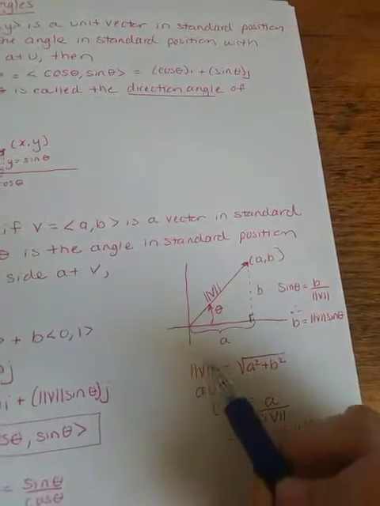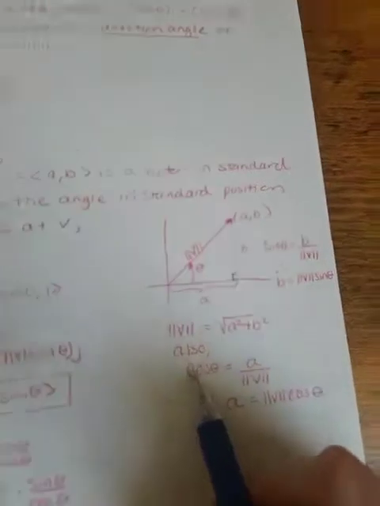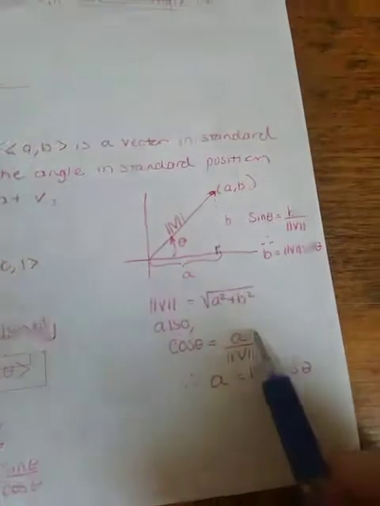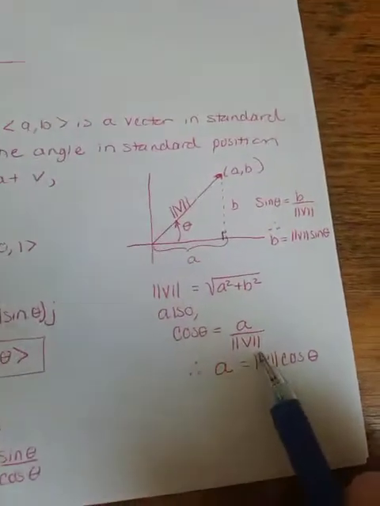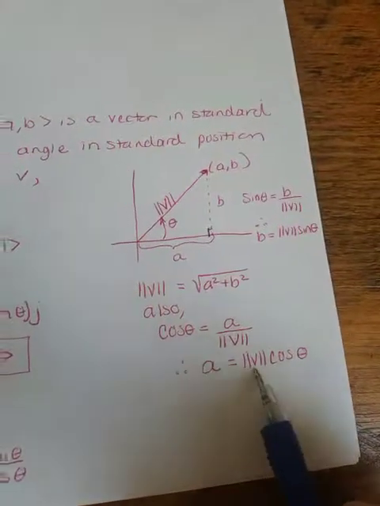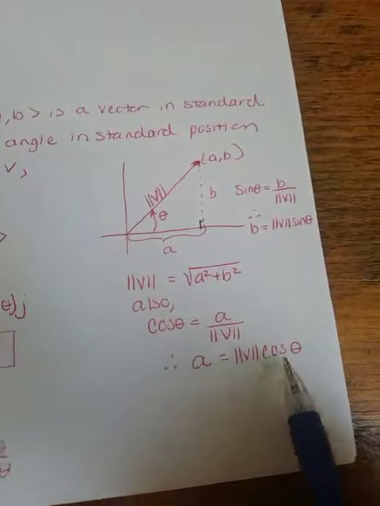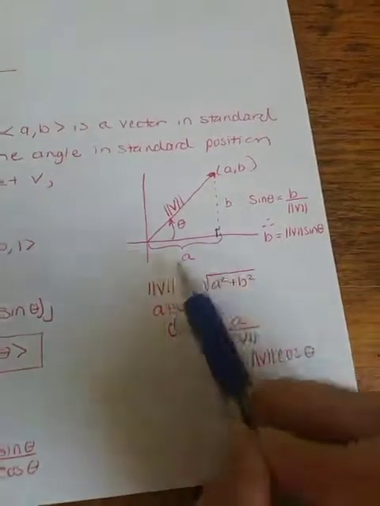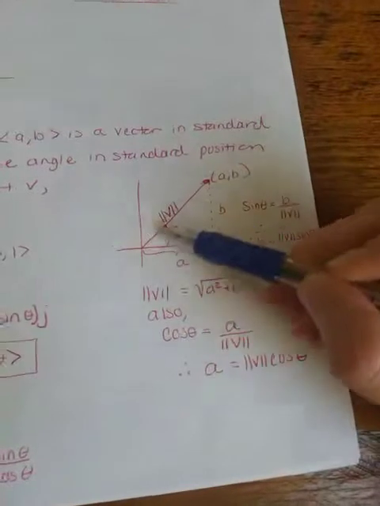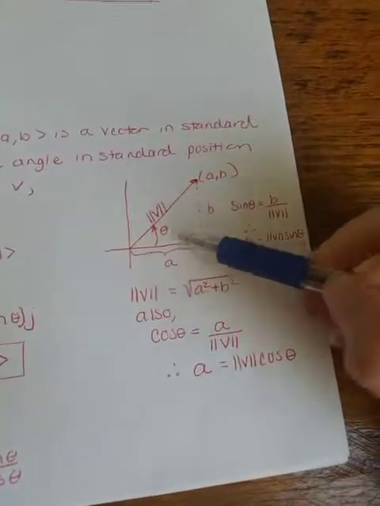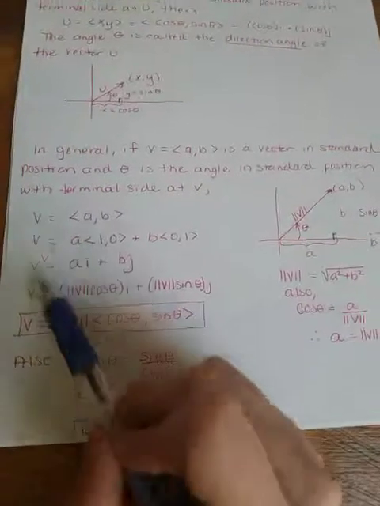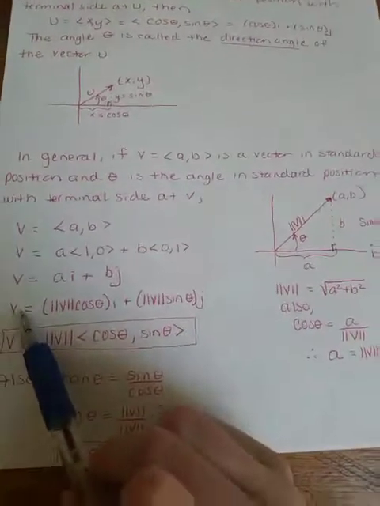Same thing with the cosine of theta. I know cosine of theta would be adjacent a divided by the magnitude of v. So therefore a is equal to the magnitude of v cosine of theta. We also know that the magnitude of v, this hypotenuse, would be the square root of a squared plus b squared. So what I'm trying to show you is how you can rewrite v with this information.